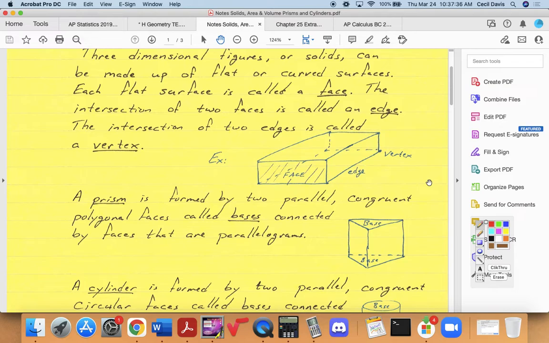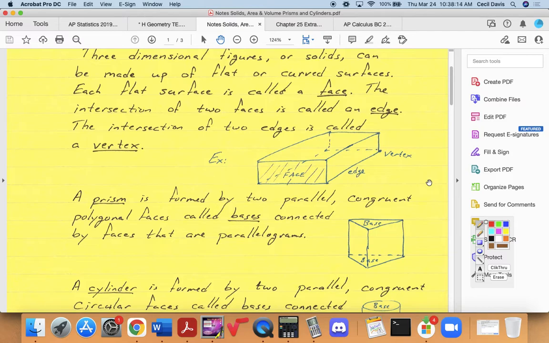So, back to the room again. This room is like a prism. What are the two parallel congruent faces in this room? The floor and the ceiling. The walls are not. No two walls in this room are the same. So the floor and the ceiling are the bases. Again, let me caution you, top and bottom is not always the base.